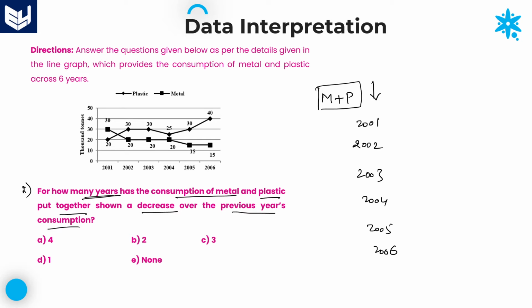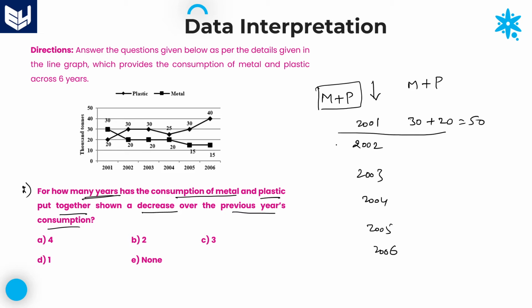Total, these are the 6 years. Now in these 6 years, first you don't want to compare 2001 with the previous year. Why? Because we don't have a previous year 2000, right? So the comparison always starts from 2002. First calculate the 2001 total, which is 30 plus 20, equal to 50.